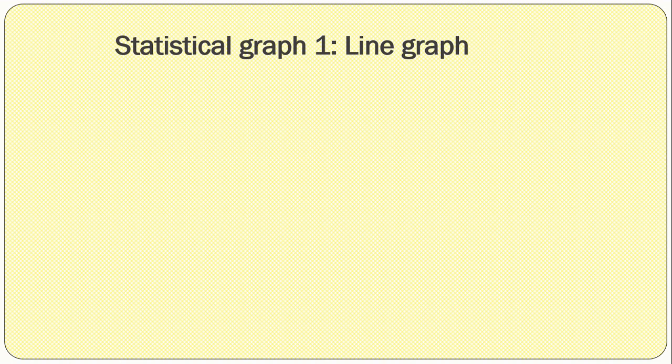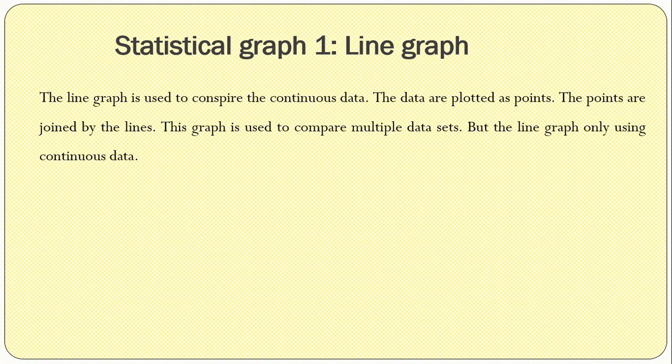Usually, the line graph is used to compare continuous data, and the data are plotted as points. These points are always joined by lines, and this graph is used to compare multiple data sets. But the line graph only uses continuous data.